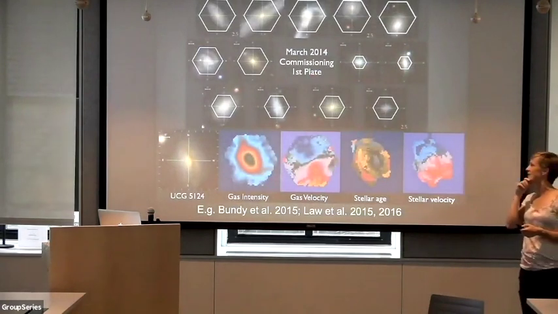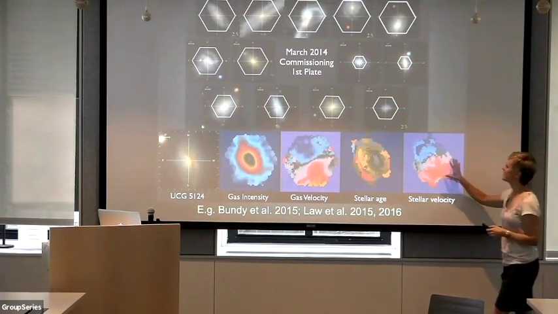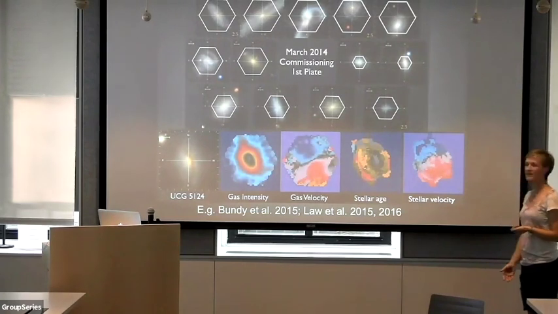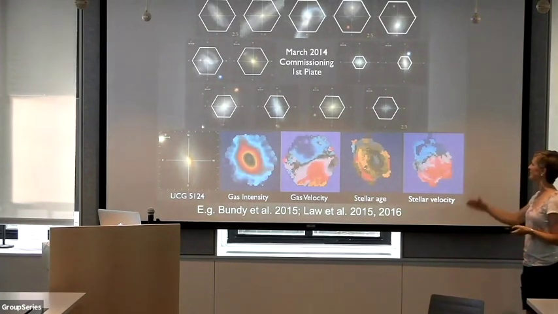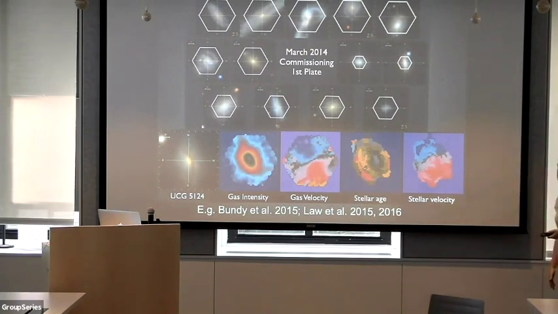So this is a survey that over its full duration will observe some 10,000 plus galaxies, and so we end up with these nice maps of all of the properties that we are used to having for just single fibers. So we can have distributions of star formation rates, velocities, ages, anything you want from the spectrum.